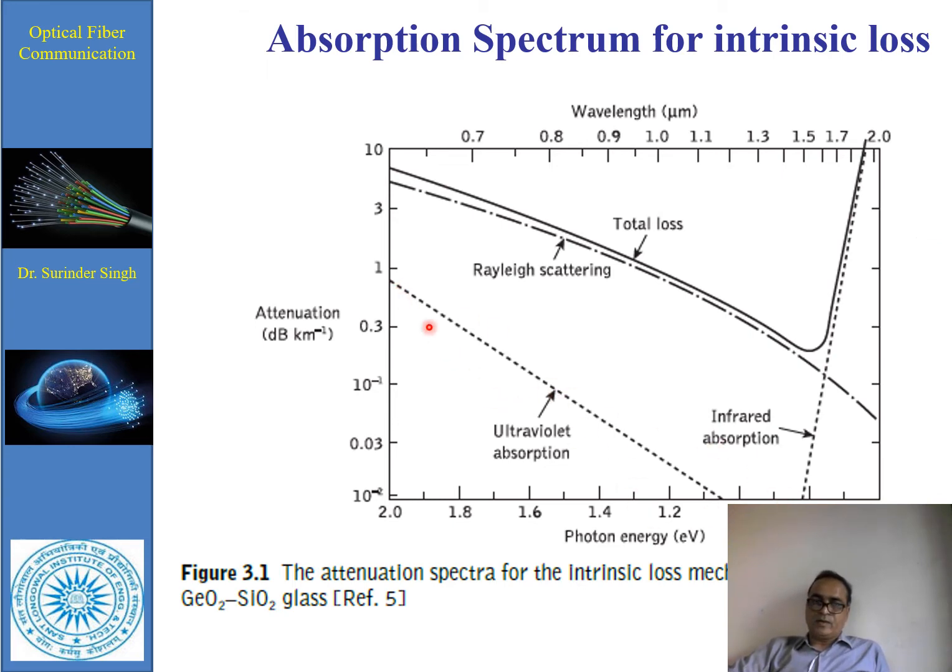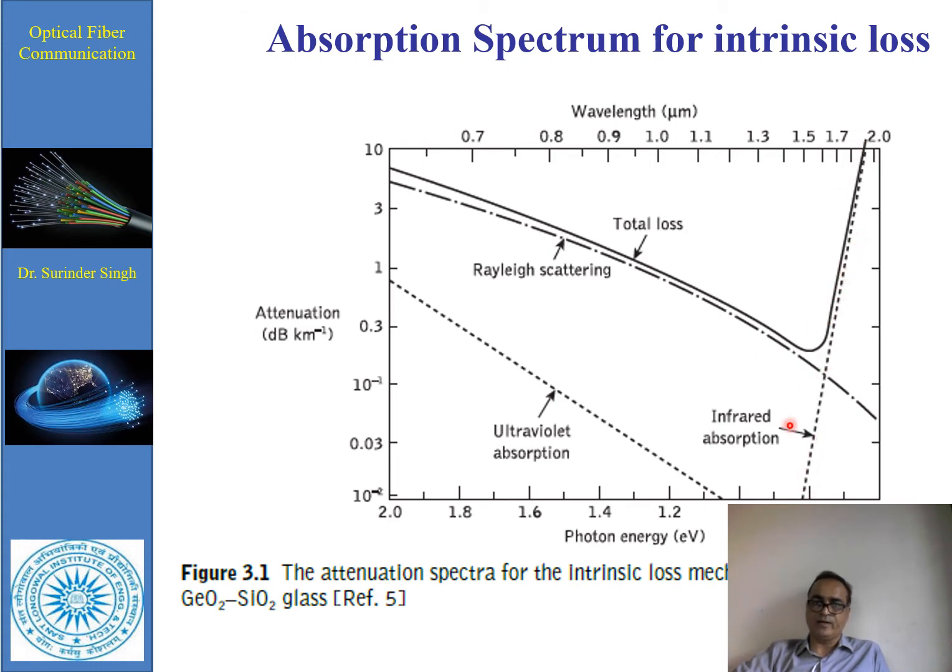So this part is ultraviolet absorption. Another is the IR region, IR absorption. This IR absorption is basically due to the presence of OH ion, the hydroxyl ion. Chemical bonds between atoms of the fiber are formed, and vibration frequency due to this bond vibration and the EM field results in transfer of energy from the field to this bond. So absorption is quite strong.